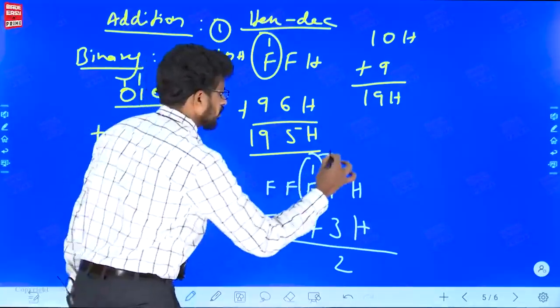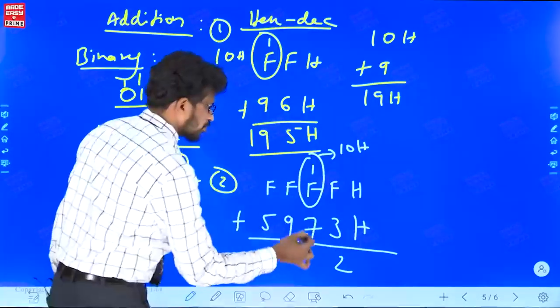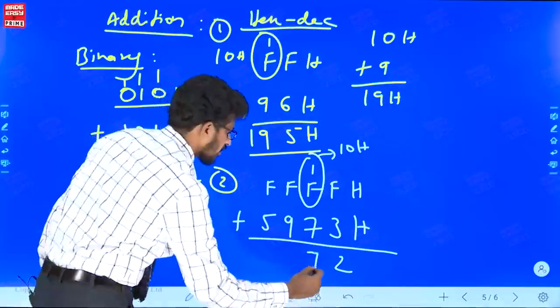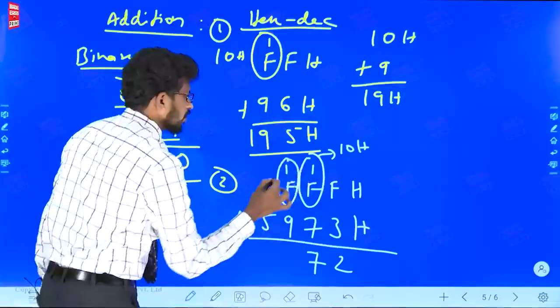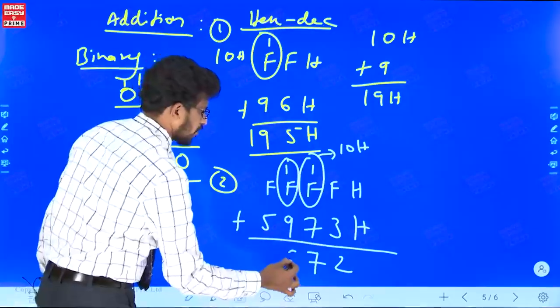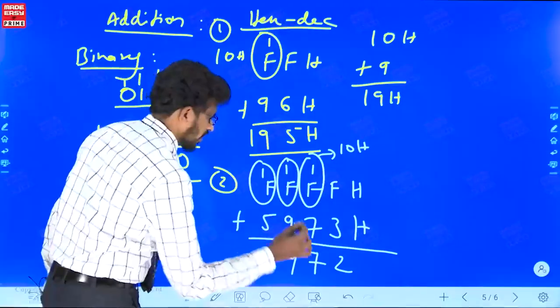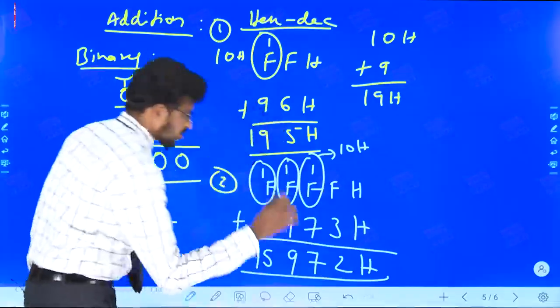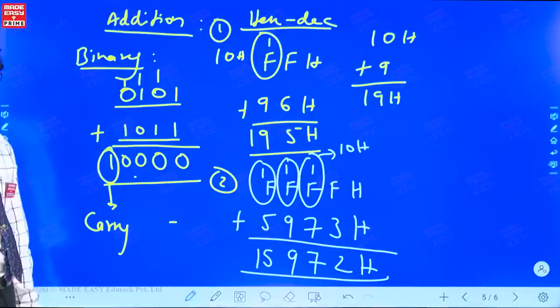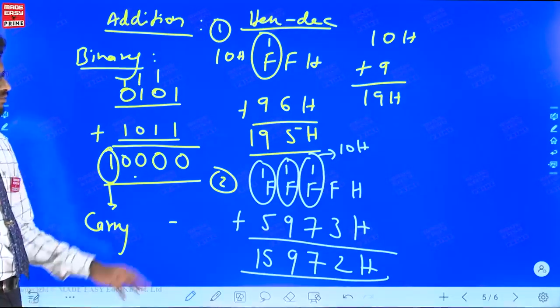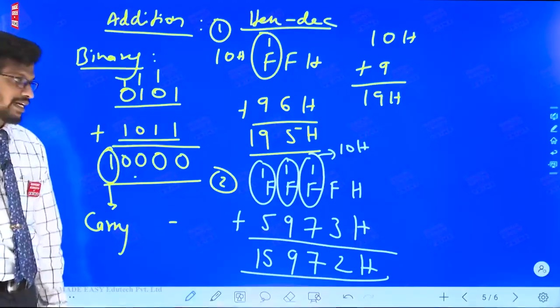1 plus F. What is 1 plus F? 10H. 10H plus 7, 17H. 7, 1 carry. 1 plus F, 10H plus 9, 1, 9. 1 plus F, 10H plus 5, 1, 5. This is how we can solve in a very simple way. So, these are a few tips to solve the data in hexadecimal numbers directly.